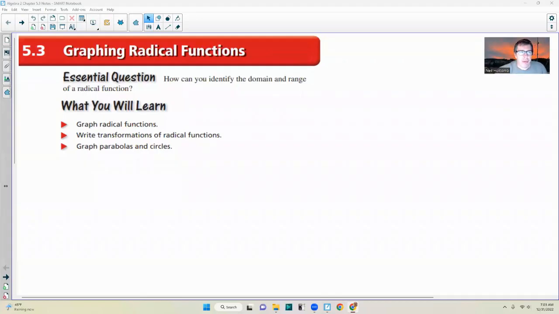Okay, this is chapter 5.3, graphing radical functions. Essential question: how can you identify the domain and range of a radical function?